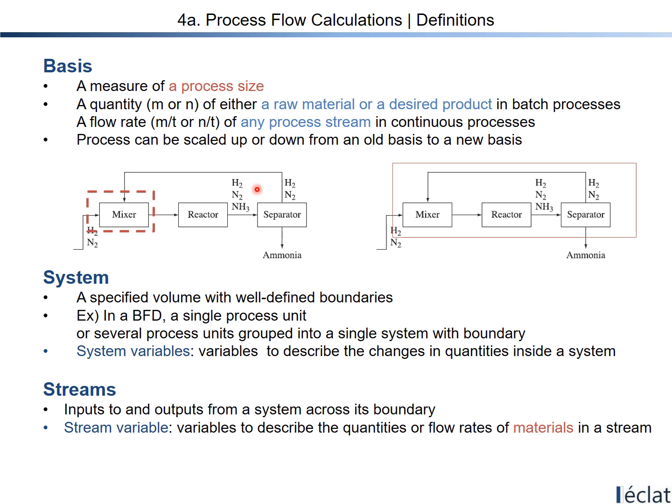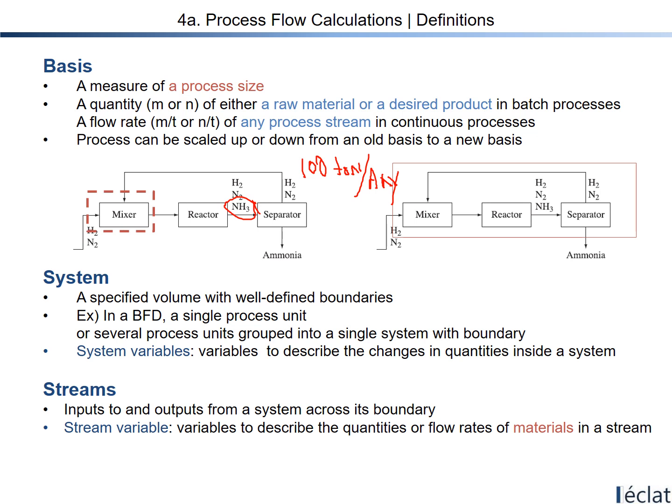This is the process. And at the very first time, when you designed your process, you used the basis of 100 ton per day. So this process was designed to produce 100 ton ammonia per day.